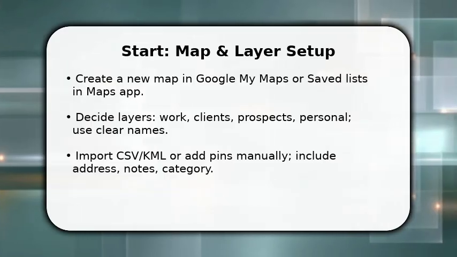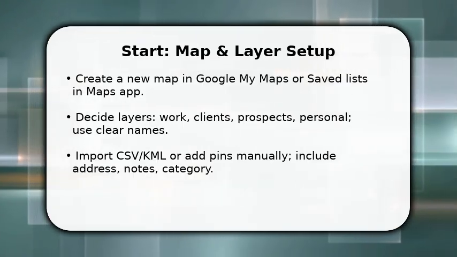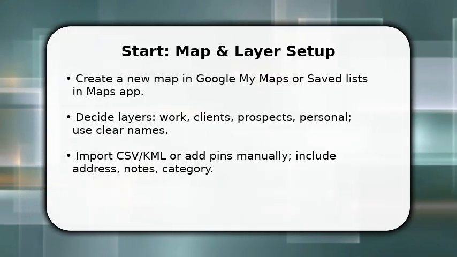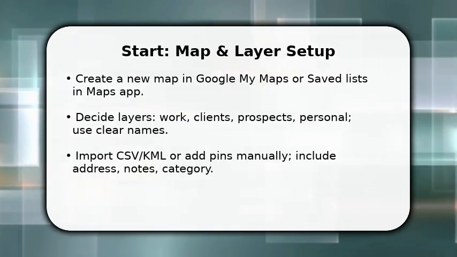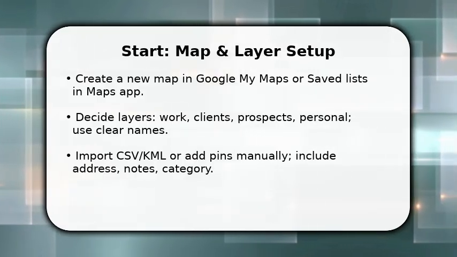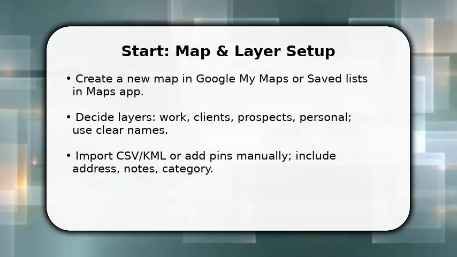You begin by making a dedicated map in My Maps or a saved list in the Maps app so everything stays separate. Once created, add one layer per category: work, clients, prospects, to keep filtering fast. Import a CSV or KML if you have many locations. If not, drop pins manually and populate address and notes.